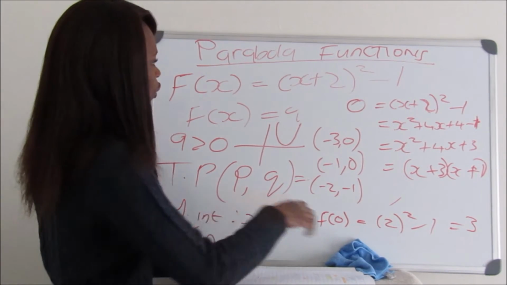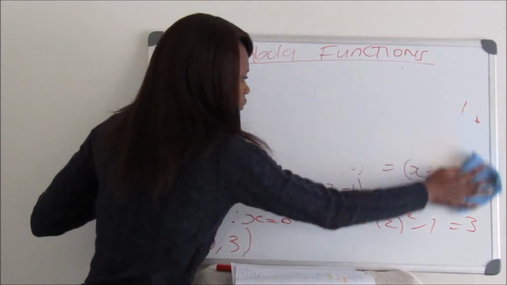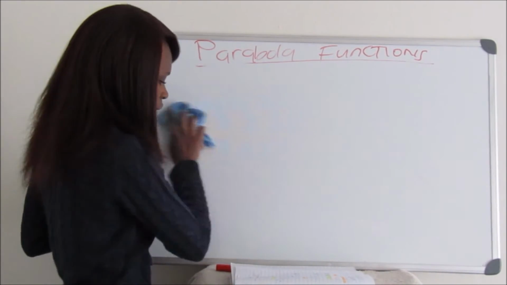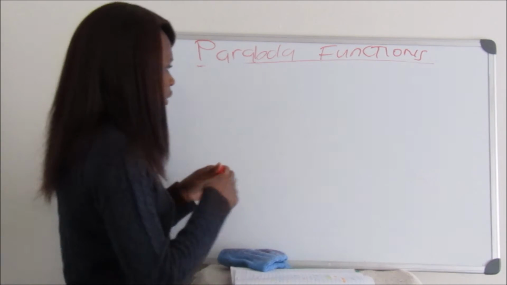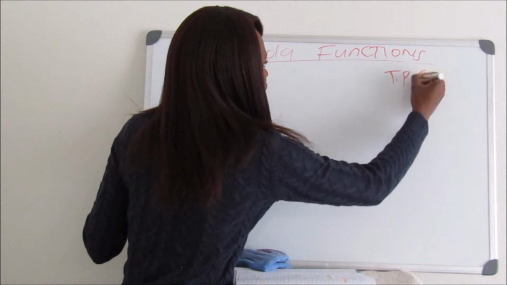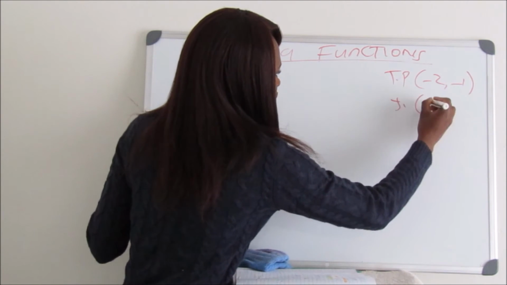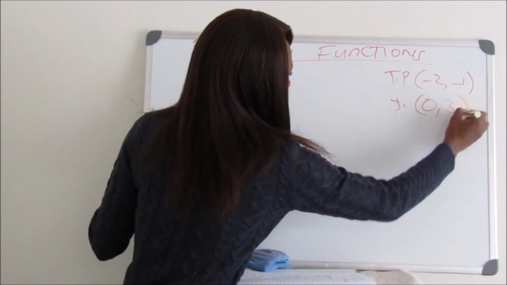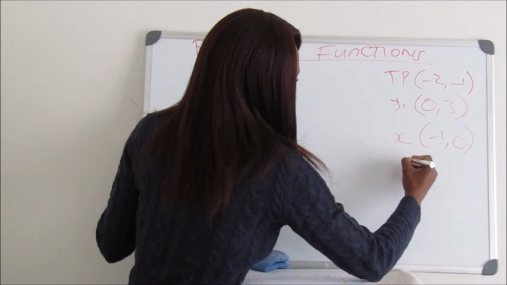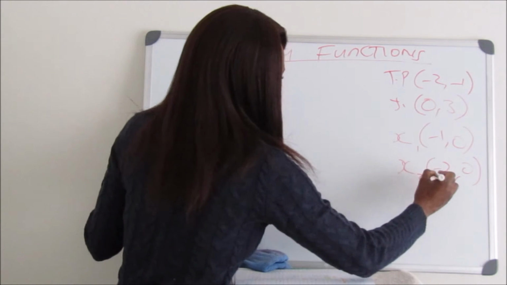Now we can construct our graph. The points that we have for the graph, I'll just write them here for space. Our turning point is (-2, -1). Our y-intercept is (0, 3). And then our x-intercepts are (-1, 0) and another one, (-3, 0). So this one is our first and this is our second.